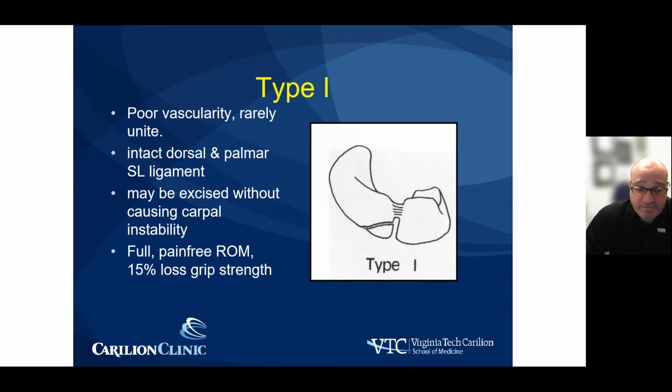But this is a type of fracture where, if you see a type 1 osteochondral fragment not involving the scapholunate ligament, both the dorsal and palmar aspect, then sometimes resection can be done. That's for the type 1.